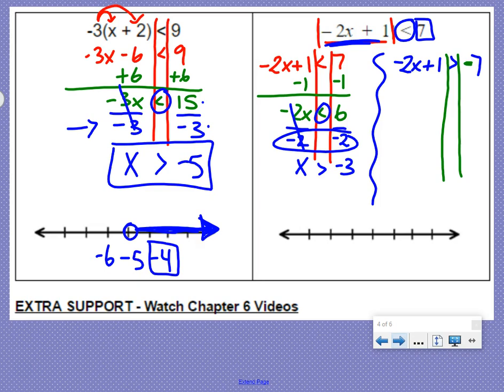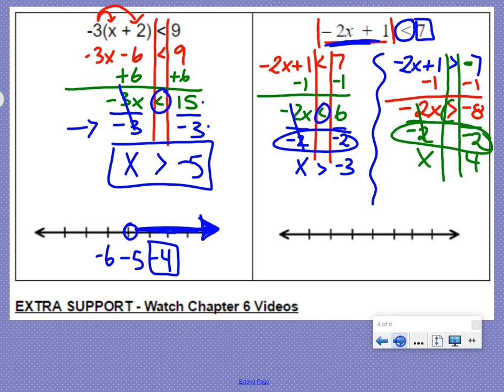On our second inequality, solve it the same way, -1 on both sides. We have -8 and -2x. Bring down your greater than sign. Divide both sides by -2. We get x and 4. We divided by a negative, which means we flip our inequality from greater than to less than. So we have two pieces here. We have x is greater than -3 and x is less than 4. So we need to graph both of those. So make sure we get 4.